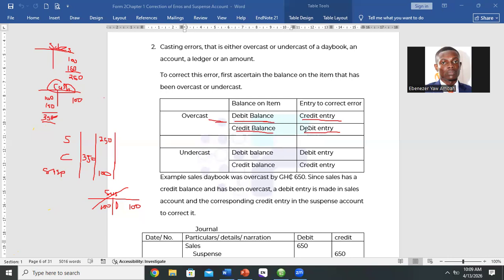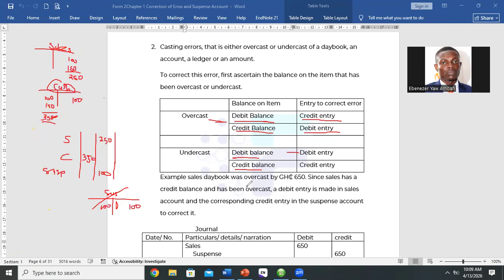So the clue I give students is that for overcast, you pass an entry opposite to the balance on the item. But let's look at undercast. If it is an undercast or understatement, then if the item has a debit balance, you will debit. What does it mean? It means that the debit side of that particular item has been reduced. So if you want to restore it, you have to debit. So for the undercast or reductions, if the item has a debit balance, you debit. If the item has a credit balance, you credit.